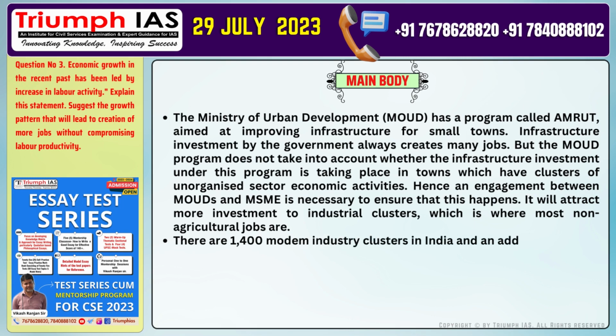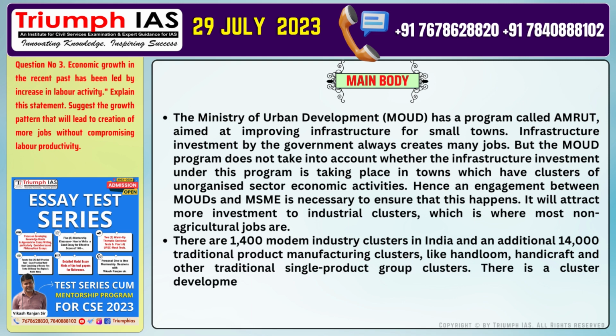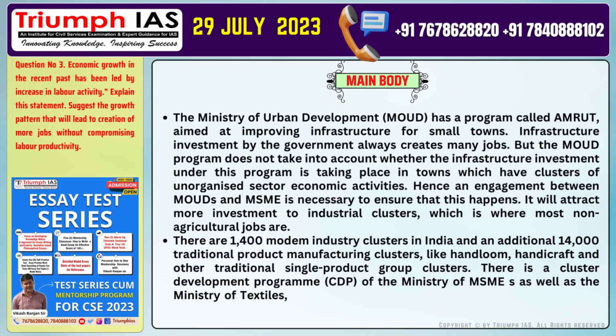There are 1,400 modern industry clusters in India, and an additional 14,000 traditional product manufacturing clusters, like handloom, handicraft, and other traditional single product group clusters. There is a Cluster Development Program, CDP, of the Ministry of MSMEs as well as the Ministry of Textiles, which is poorly funded and could be better designed as well.